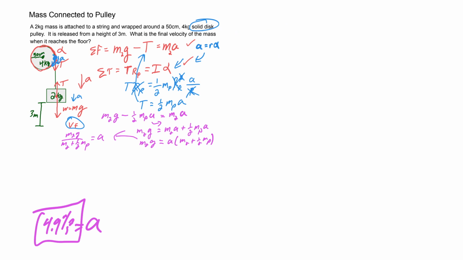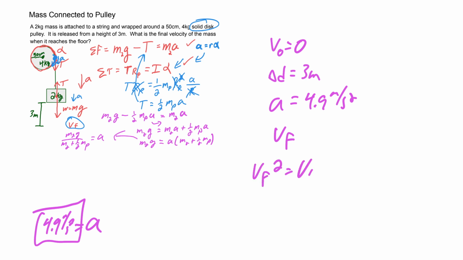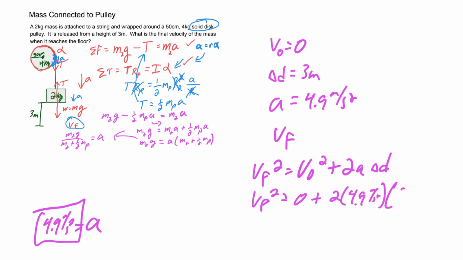At this point we just have a simple kinematics problem. Our v initial of the mass was 0. The distance it travels is going to be 3 meters. And then we just found the acceleration, and we are looking for v final. So we'll use this equation, Vf squared equals Vo squared plus 2a times the displacement. So Vf squared equals 0 plus 2 times the acceleration we just found times 3 meters. Solve that, and I get 5.42 meters per second.